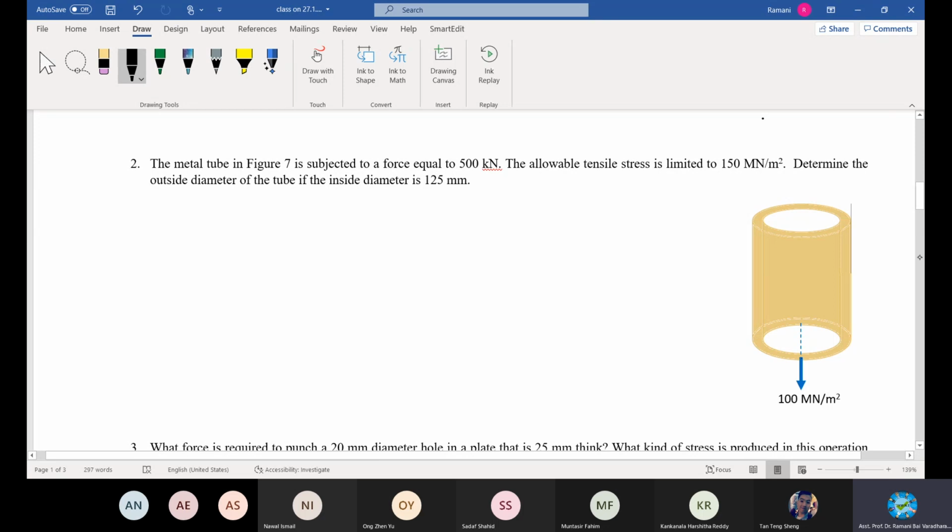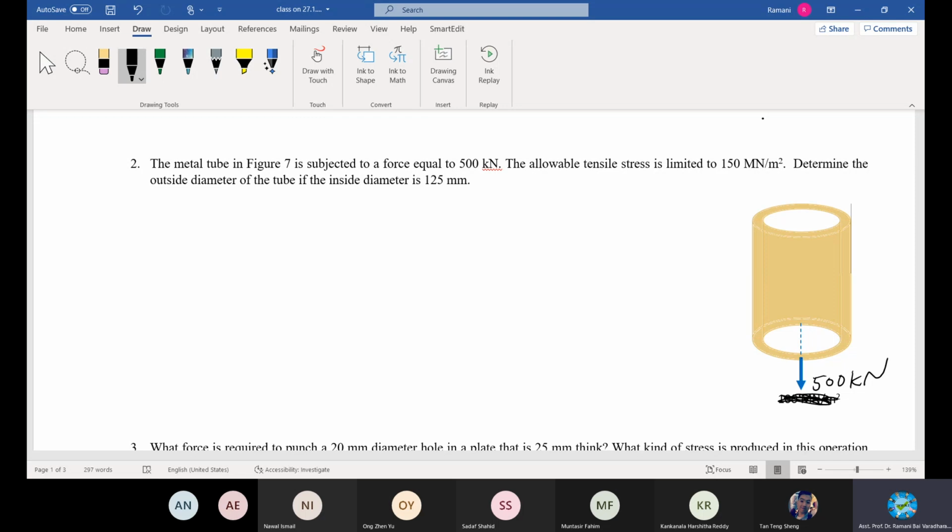In this case, you can see the loading is 100 meganewton. Why meganewton? One moment. It's 500, right? Let me change. Subject to force equal to 500. I'm sorry, I have to remove this one. The load is already given. It is 500 kilonewton. It's a load, kilonewton. So it is subjected to a load of 500 kilonewton away from the surface.